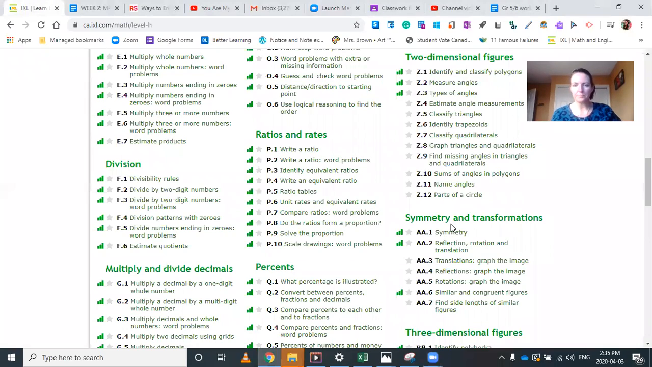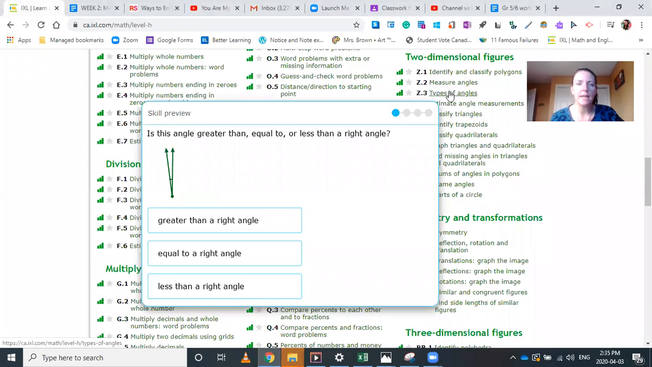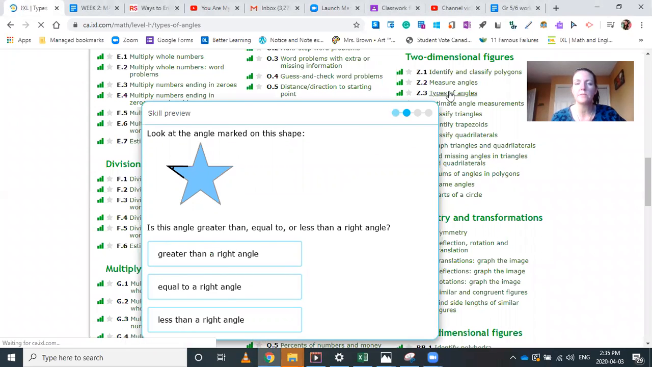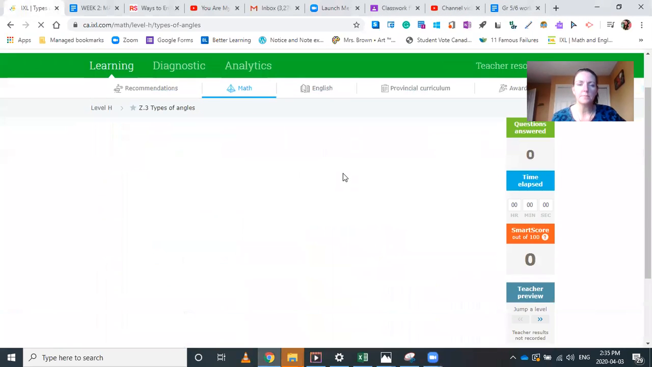We're going to continue today with our math of 2D angles and things like that, 2D shapes. So let's have a look. I'm going to screen share for you so that we can get onto IXL. Our two-dimensional figures, we did Z1 and 2 yesterday. So today we're going to look at Z3 and 4. So types of angles. Let's have a look.